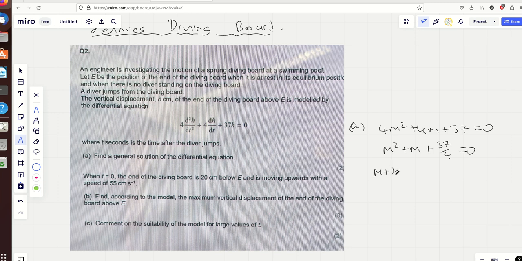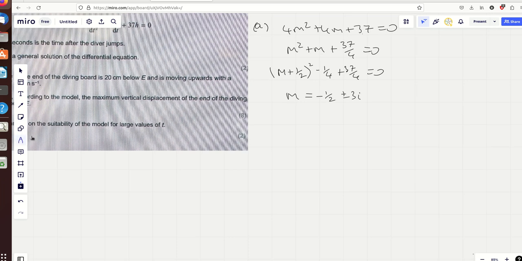Completing the square, and I know you've done this, but I just wanted to do it myself to remind myself how it works. Gives us this, and that's a plus 9, isn't it? So when you rearrange this, you get minus a half plus or minus 3i. Cool. So that gives us h equals e to the minus t over 2 (a cos 3t plus b sin 3t), and I'm pretty sure you did the next bit, didn't you?